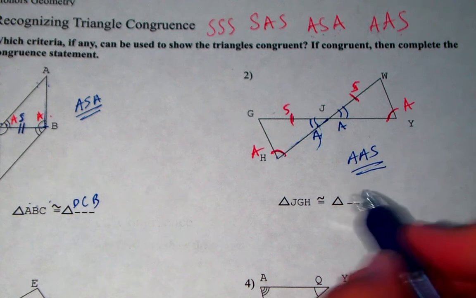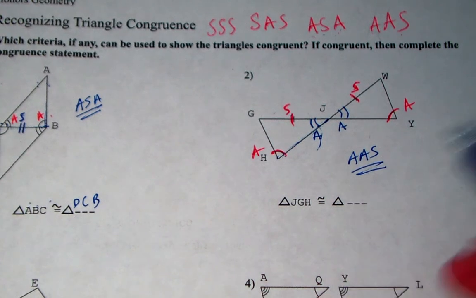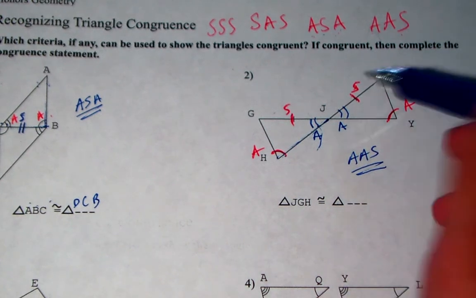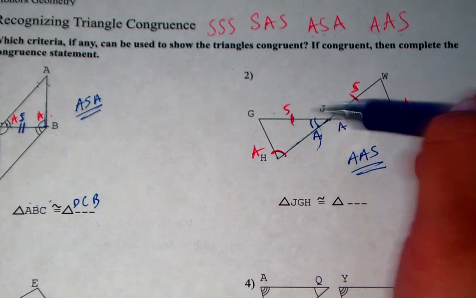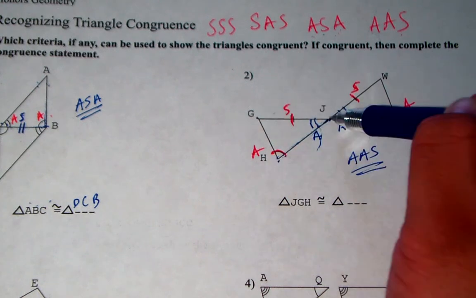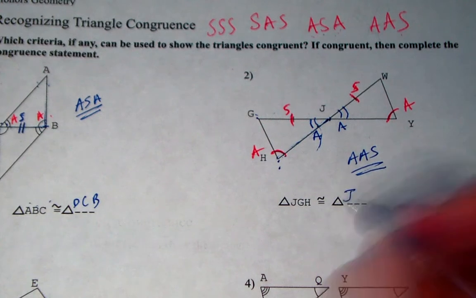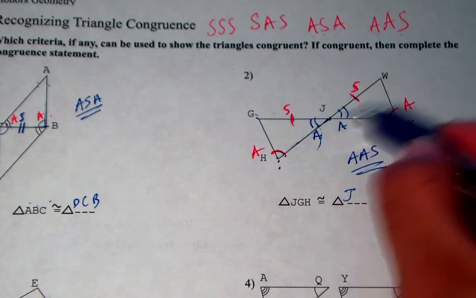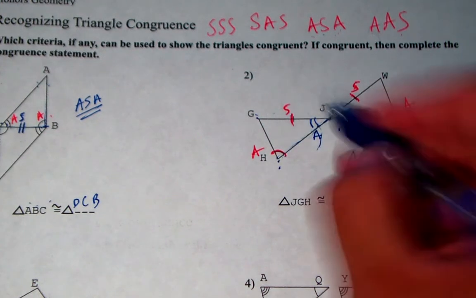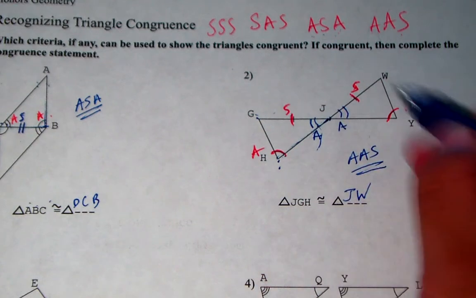So once again, we have to give the order of the name here. Well, let's see. It starts off as JGH. The middle, double striped to the blank to the single striped. So double striped is J here as well. Over to G is the blank one. That's W in this case. JWY.